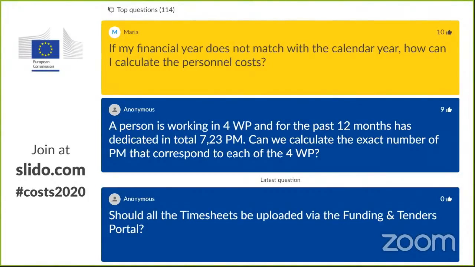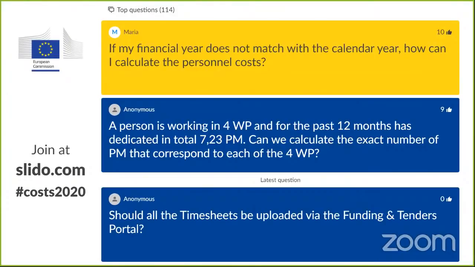And I apologize if this has been confusing during the explanations, because it's true that the vast majority of beneficiaries have a financial year matching the calendar year. And for examples, it's much simpler to do these examples using the calendar year. But it's not because in Horizon 2020, I insist, you must use the calendar year. No. The rule is you use the financial year.